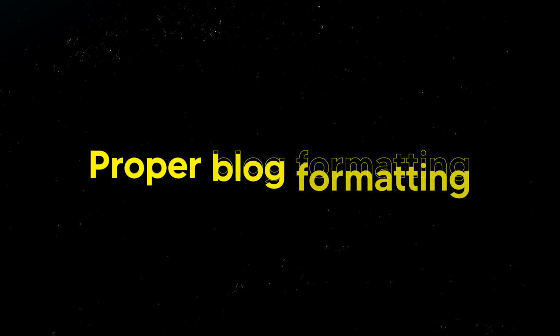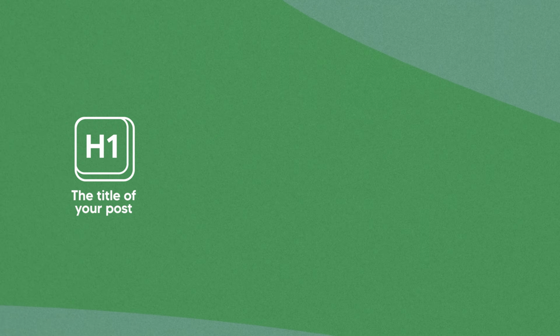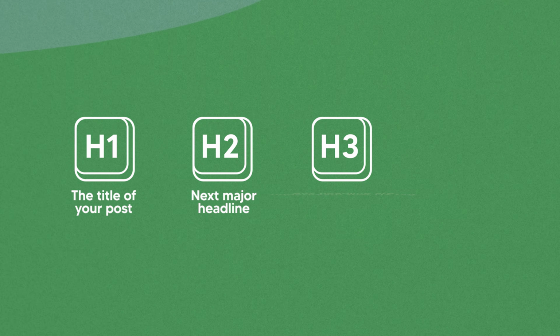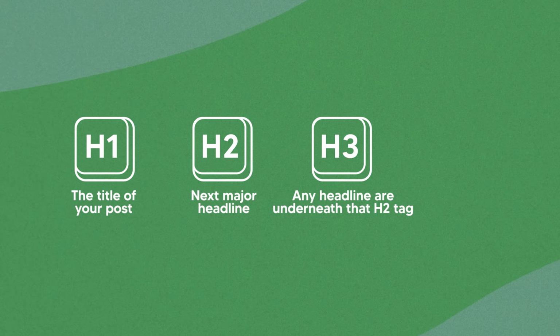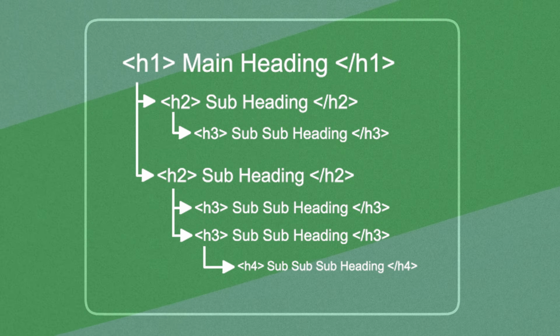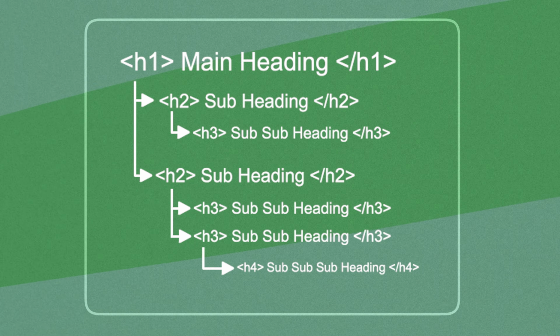This was pretty self-explanatory, but it might be something you haven't really thought through, and that is proper blog formatting. You want to make sure that you're using headings properly, so it's really easy for people to scan down your page. You want to make sure you use the proper HTML tags for these. So you want to start out with the H1 tag, and that's usually the title of your post. Then the H2 tag is the next major headline, and then H3 is any headlines that are underneath that H2 tag, and sometimes you might even have H4 tags. And then you want to be going back to the H2 tag, anything underneath that's H3 tag, and so on.